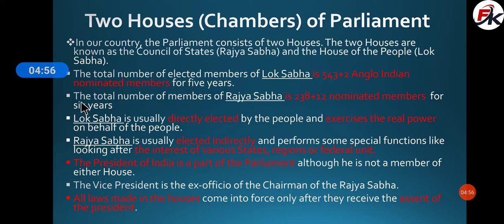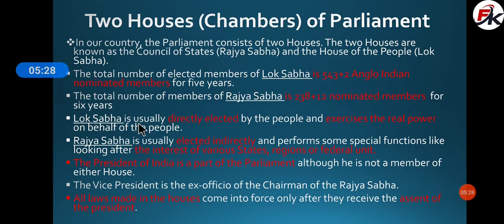The total number of members of Rajya Sabha is 238 plus 12 nominated members for 6 years. These Rajya Sabha members are nominated for 6 years, whereas Lok Sabha for 5 years. These 12 nominated members are nominated by the President from many different spheres of life, for sports, literature, and so on.